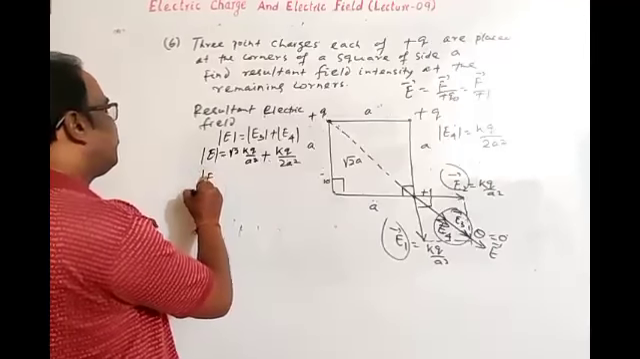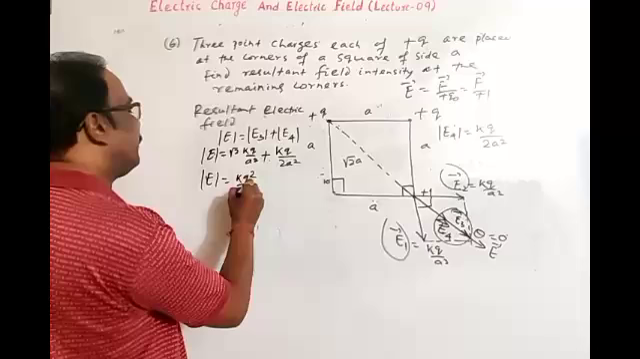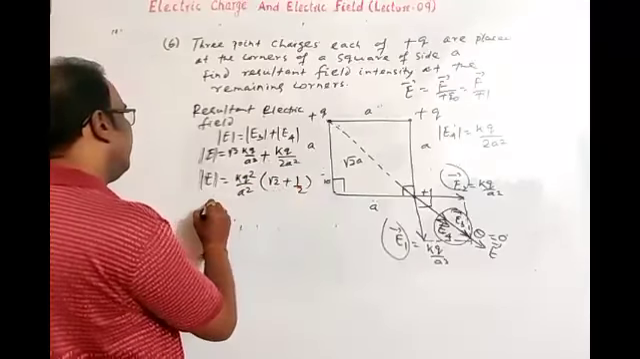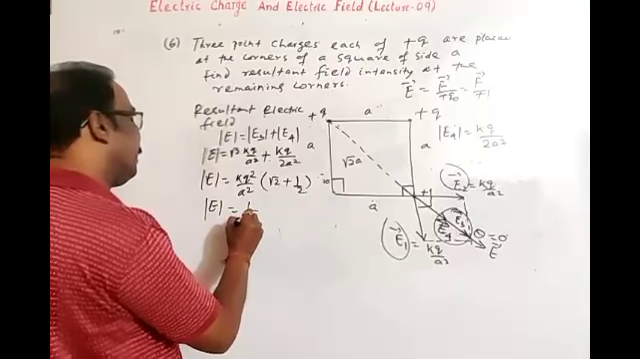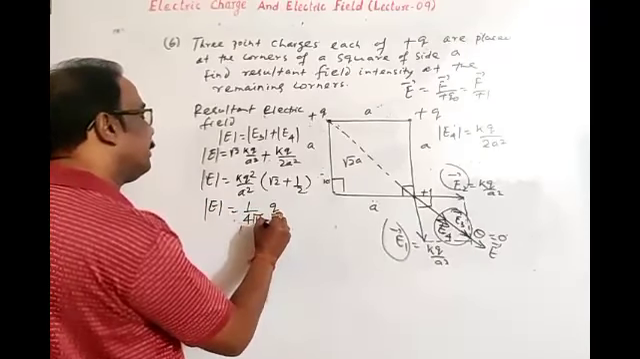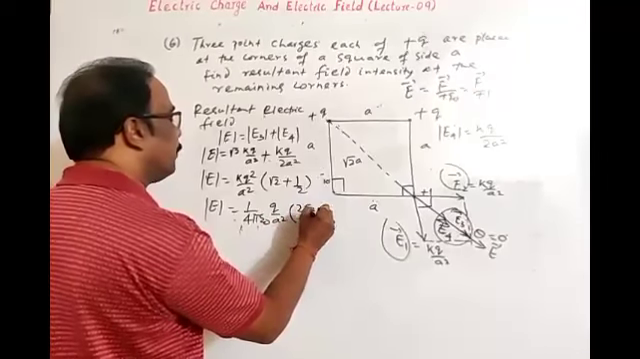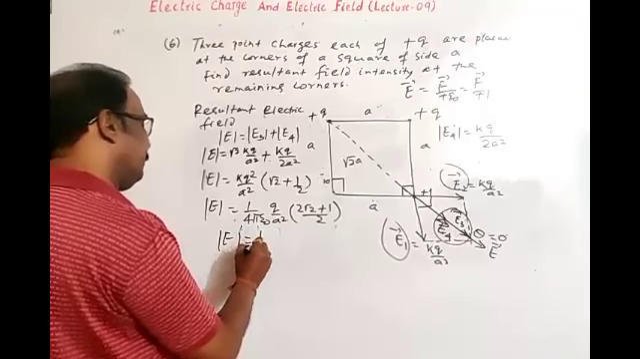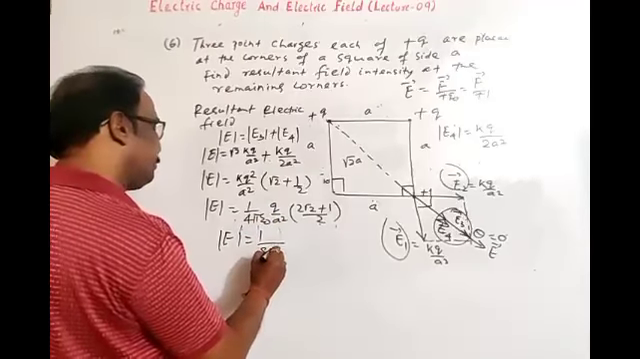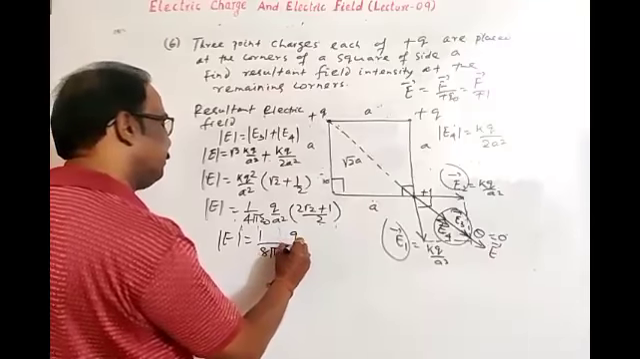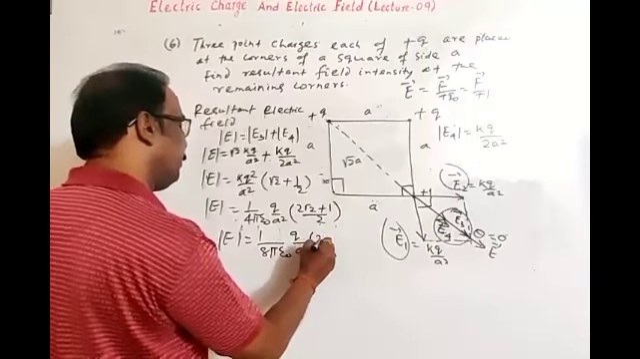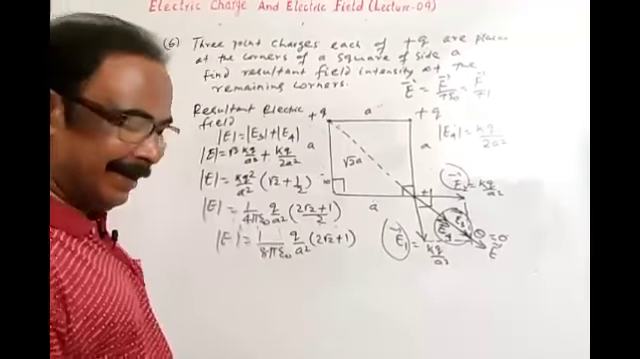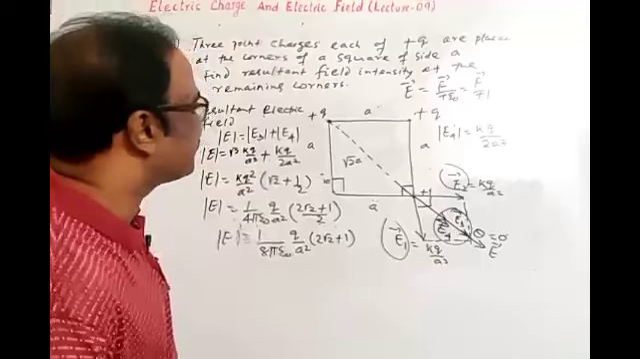Then the magnitude of the resultant field intensity is KQ divided by A square, into root 2 plus 1 by 2. The electric field intensity, with K as 1 divided by 4 pi epsilon naught, is Q by A square into 2 root 2 plus 1 divided by 2. Then the final answer is 1 divided by 8 pi epsilon 0, Q by A square into 2 root 2 plus 1. Okay, very easy question.